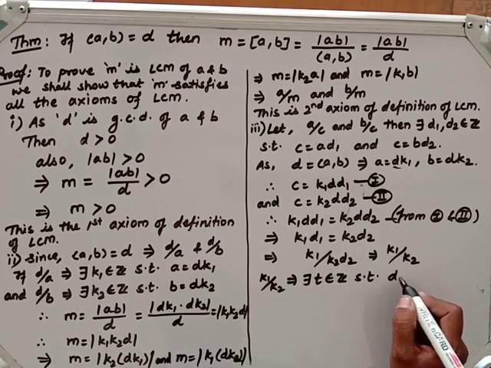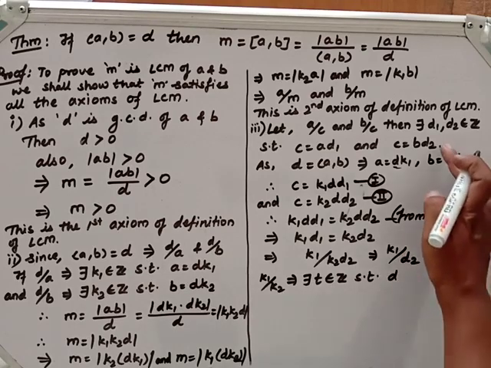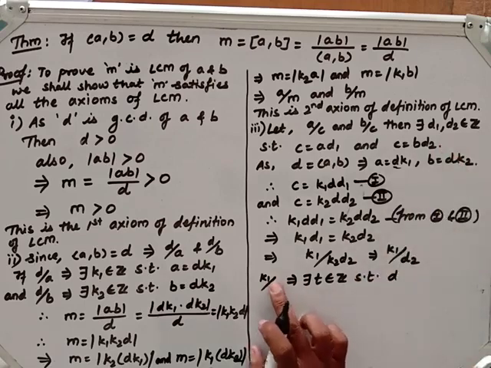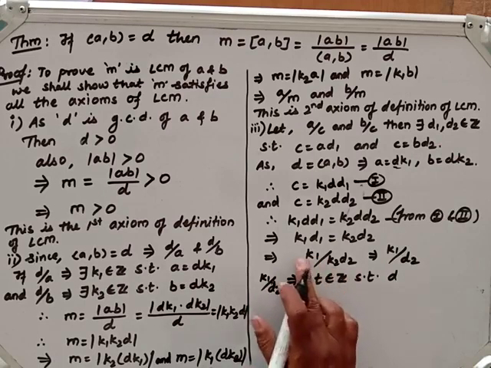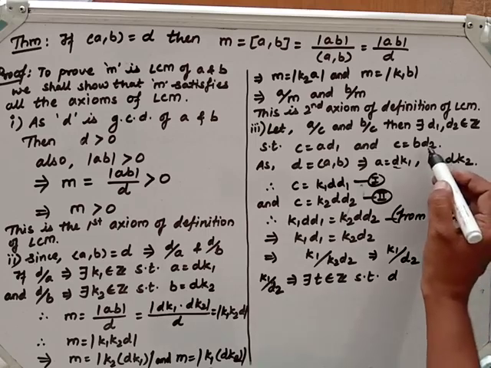This K1 divides, we will take D2 here. Wait, why am I going to put it here, D2? So let me take K1 divides D2. We can take K1 divides K2 also. We can take K1 divides D2 also. But for our simplicity, we will take it here, D2.